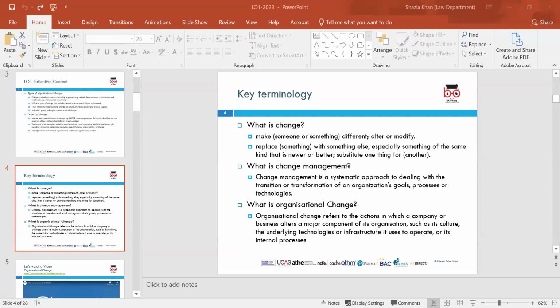So if an organization wants to change or needs a transition, it would go through change management. Organizational change refers to actions where a company alters a major component of the organization, maybe technology, or it may be that they need to make a difference within the workplace. It may be external factors, it may be internal factors.